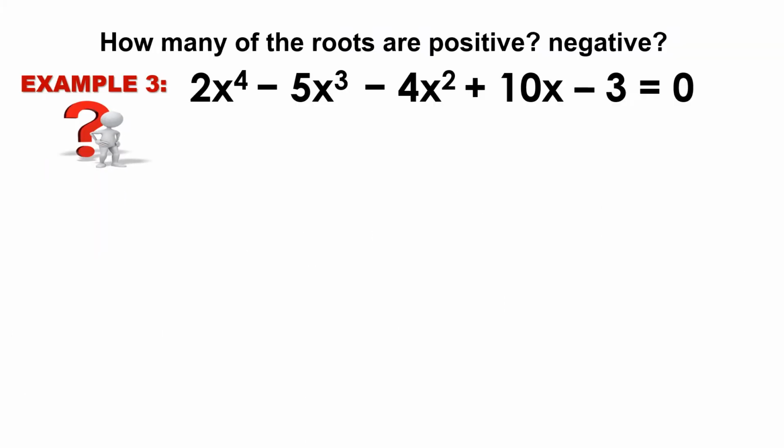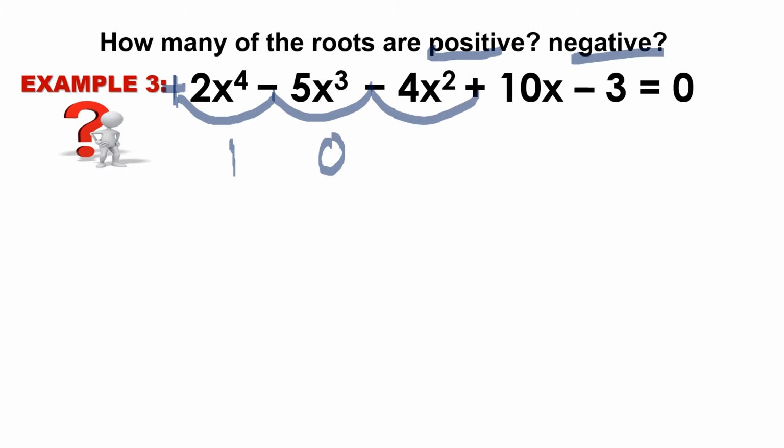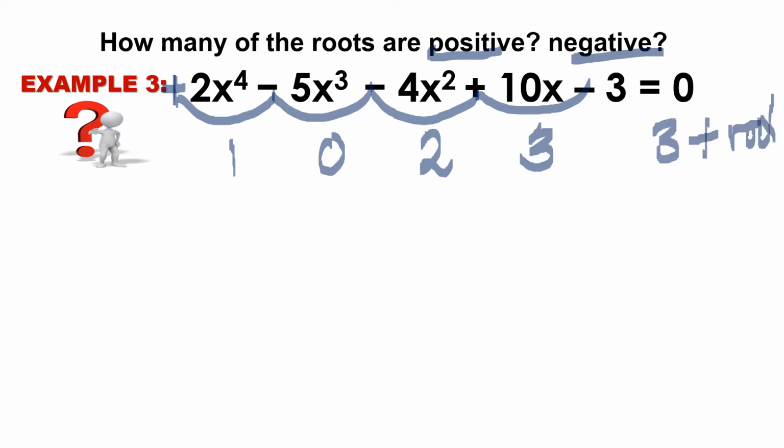Example number 3, 2x to the fourth minus 5x cubed minus 4x squared plus 10x minus 3 is equal to 0. How many roots are positive and negative? Let's do first the number of positive. Let's count. It's positive here, positive to negative, there's one change. Negative to negative, no change. Negative to positive, second change. Positive to negative, third change.